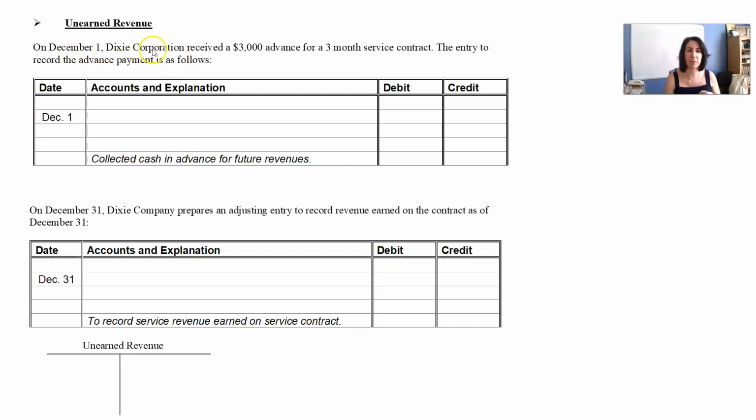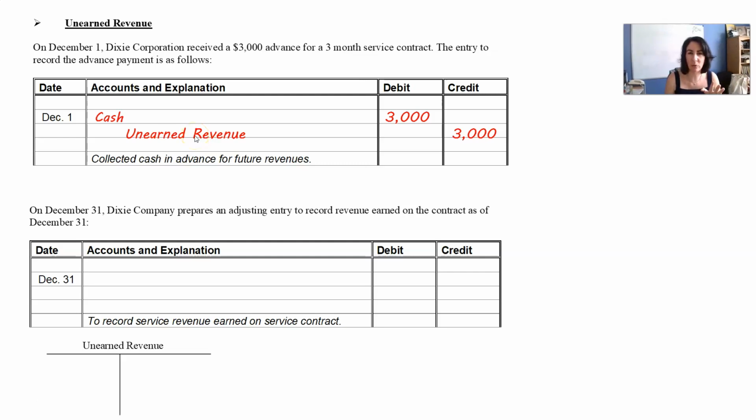It's December 1st, Dixie Corporation received a $3,000 advance for a 3-month service contract. Let's record it. So we get cash, we got $3,000, no disputing that. So we have a debit to cash for $3,000, but we owe someone a service. We owe them whatever it is that we do in Dixie Corporation. So we are going to have a credit to unearned revenue. That is a liability. We owe someone $3,000 worth of service.